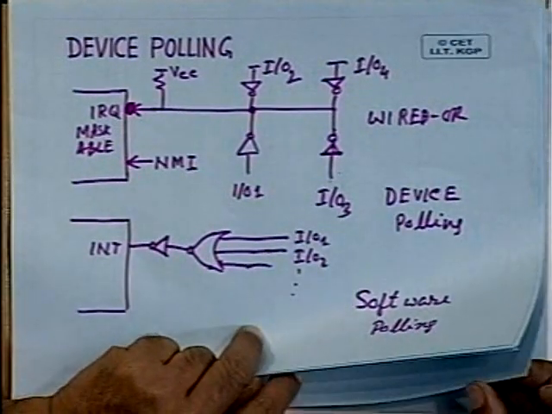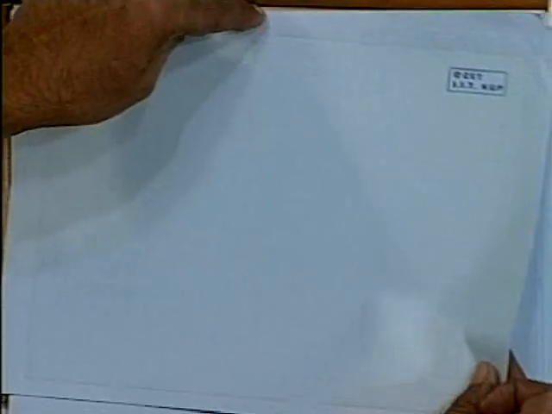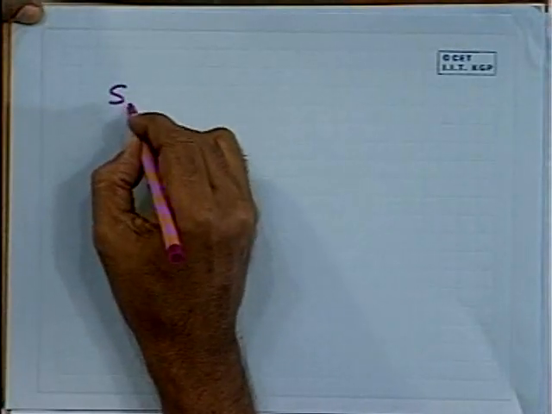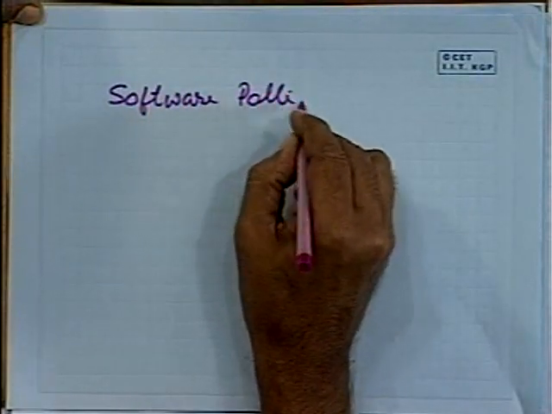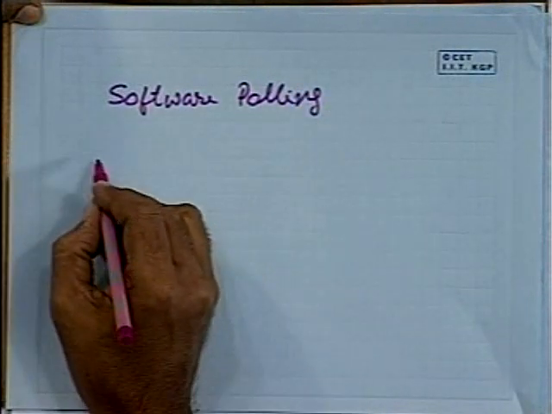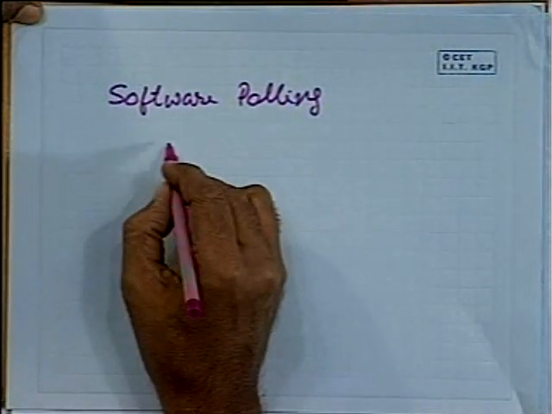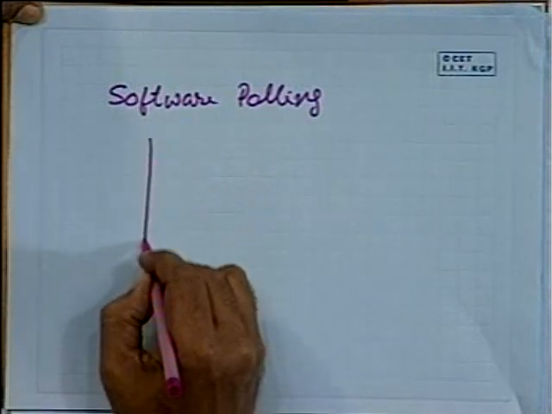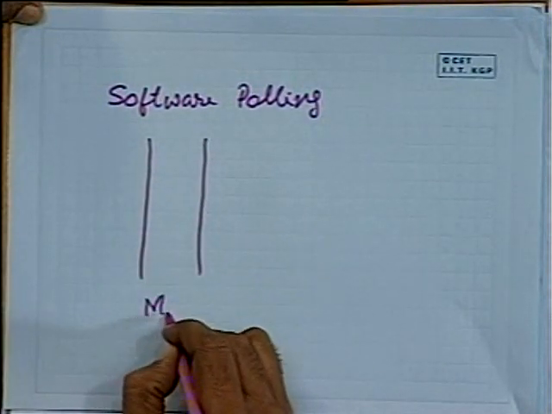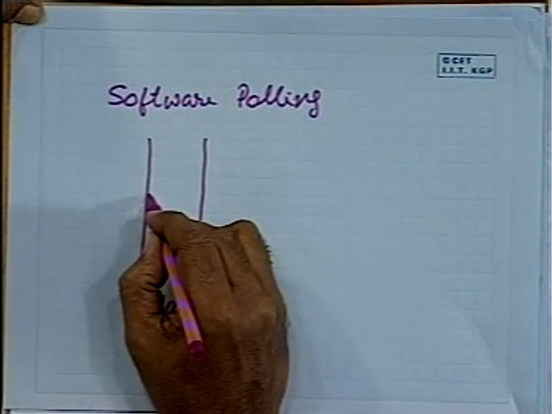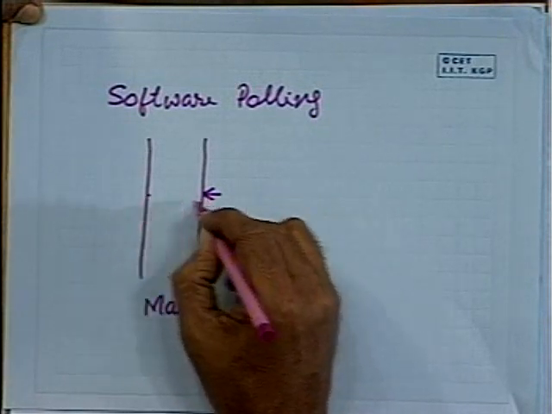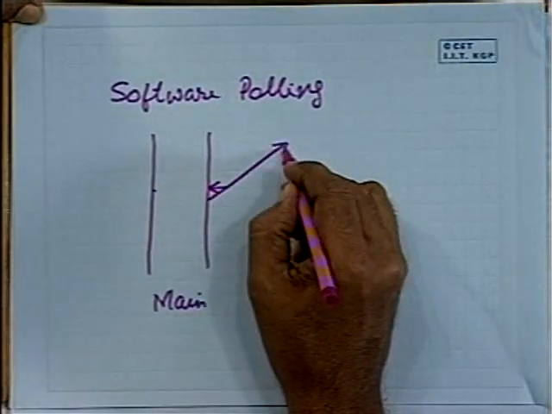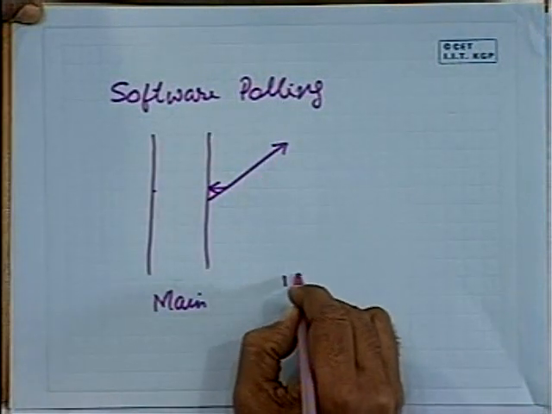Let me explain the software polling in a little bit more detail. In software polling, suppose the program was executing this main program, and whenever an interrupt comes, suppose interrupt has come at this moment, then after executing the current instruction, it will jump to an interrupt service subroutine.